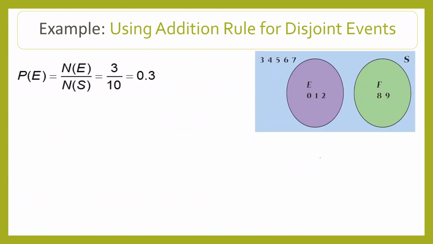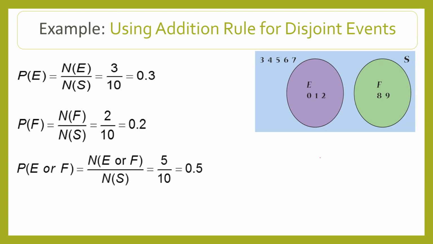All right, so the probability of a number less than or equal to 2 is going to be the number of E over the number of S. There are a total of 10 numbers involved, so the number of S is 10 and the number of E is 3. So we have 0.3. Probability of F, the same way, we have 0.2.